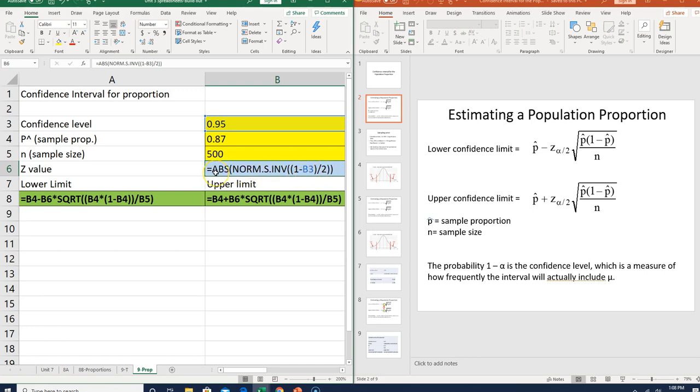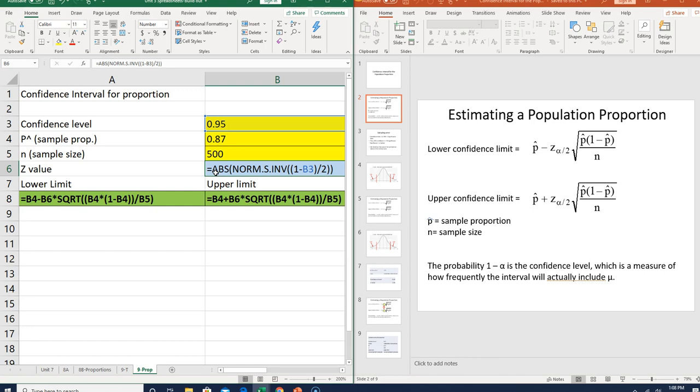The ABS, just like the video said, stands for absolute value, because if you do this, you'll get negative values. Because the z-values can be anything. They can be negative or positive. And I just want positive because I want to keep it easier to work with for the next part.